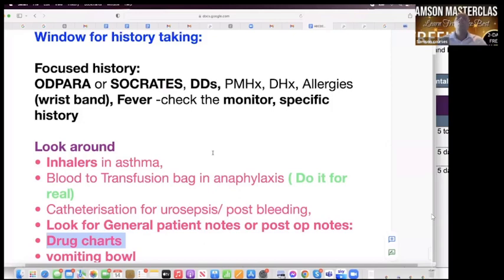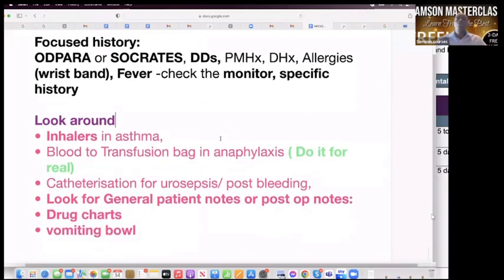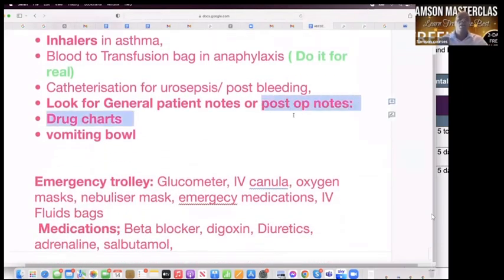You may have post-op notes in the station, telling you the patient had a cesarean section under spinal anesthesia, lost about 200 ml of blood, and was given diamorphine. So you're going to find that written in your task itself or in the patient's notes. Any complications, you may find them in the post-operative notes.